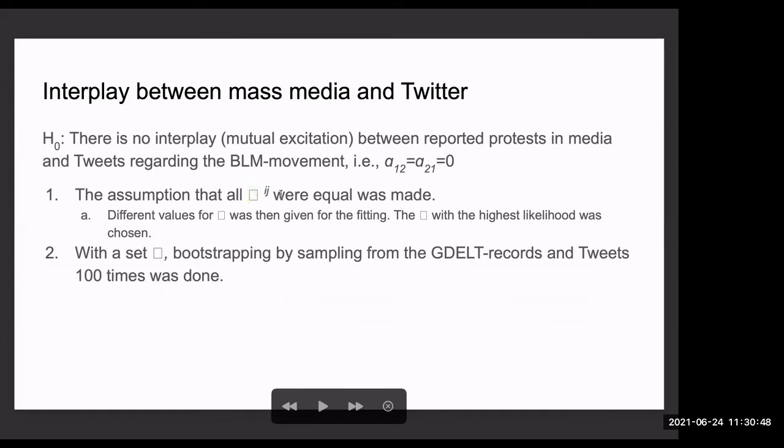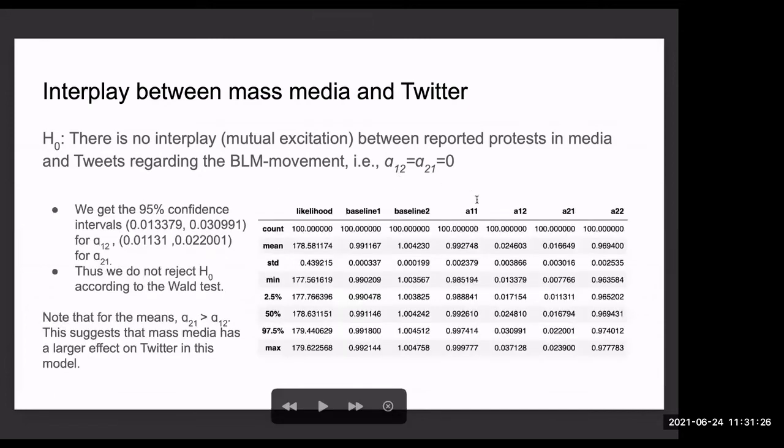So a simple assumption was made that all betas are equal. So there's only one beta, and all kernels will decay at the same rate in all dimensions. Different betas were tried, and by simply looking at the highest likelihood, we fixed one beta. And with a fixed beta, bootstrapping by sampling from the set of the GDELT records and tweets was done 100 times. And these were the results.